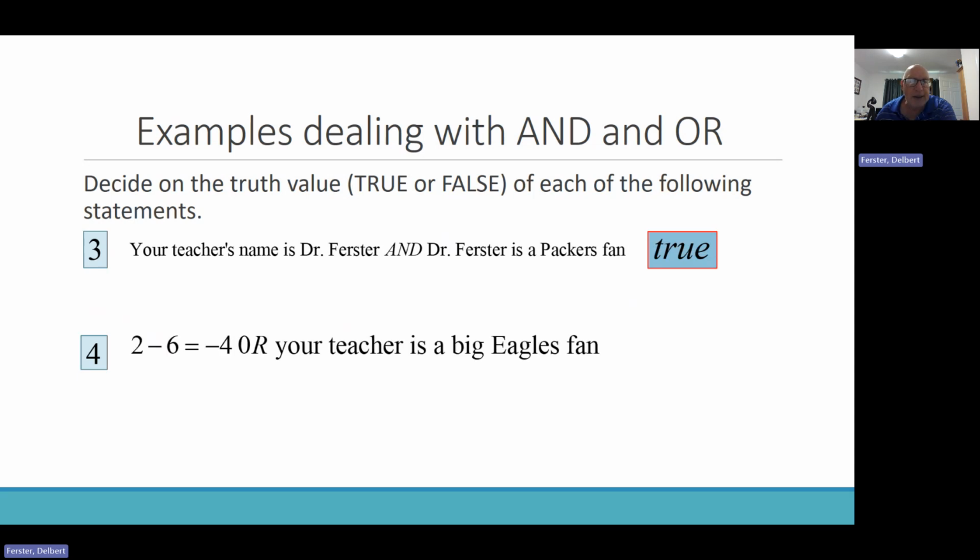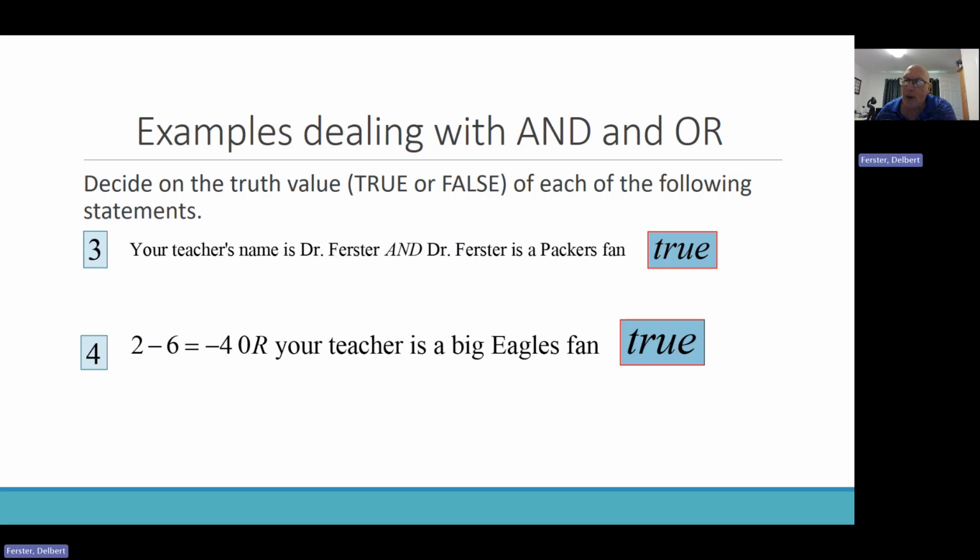Last one: 2 minus 6 is negative 4. That happens to be true. Or your teacher is a big Eagles fan. There could not be a farther from the true statement. So that second part's bogus. It's false big time. But the first part of that statement, 2 minus 6 is equal to negative 4, is true. And since this is an or statement, this is a disjunction, it is true if only one of the two statements is true. In this case, that first statement's true, which makes the or statement true as well.